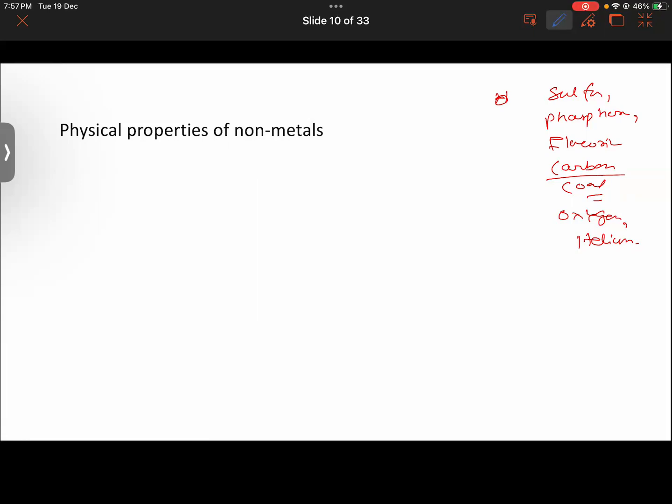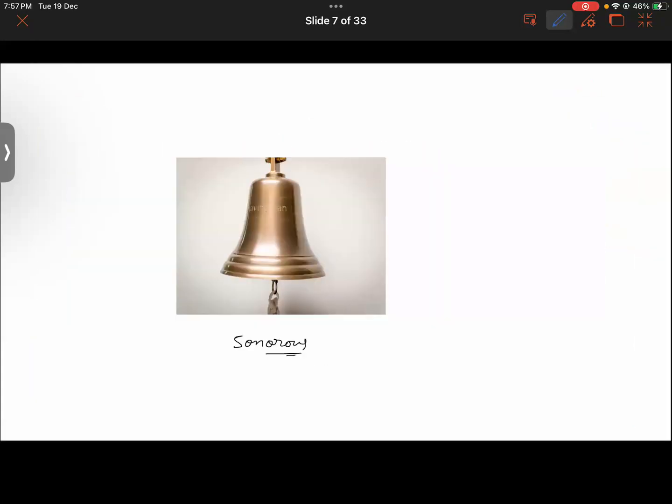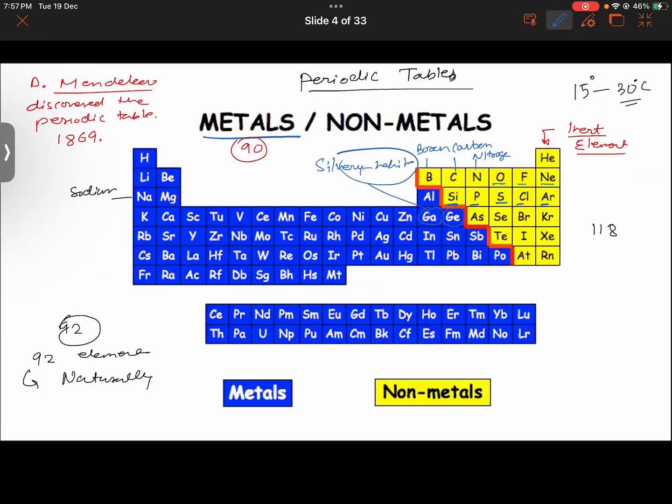So we can say it like this. What else do we notice about them? They have different densities. Also, their atoms are smaller than those of metals. When you study the periodic table, you will understand that as you move from left to right, the atom size decreases. So in general, the atom sizes of non-metals would be smaller than that of metals.